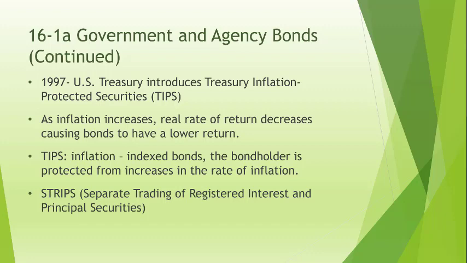And there are such things as strips as well. These are separate trading of registered interest and the principal of the securities. So in other words, what you can do is you can take a bond and you can divide it into two bits: the coupon payments and then the principal itself.